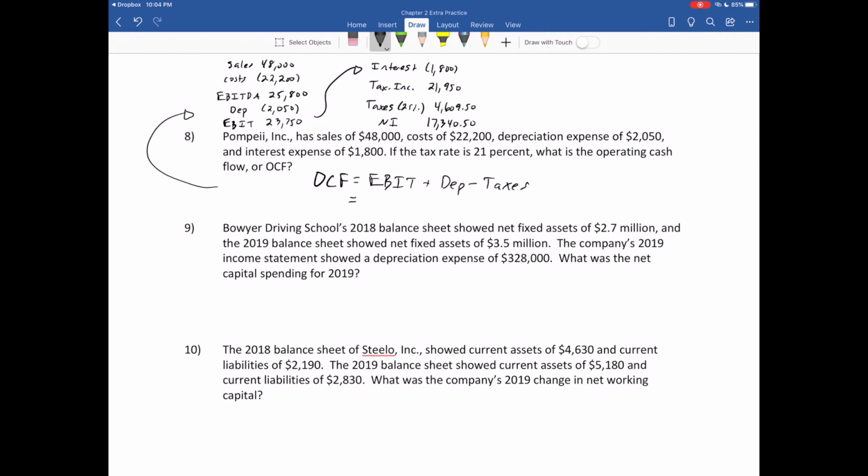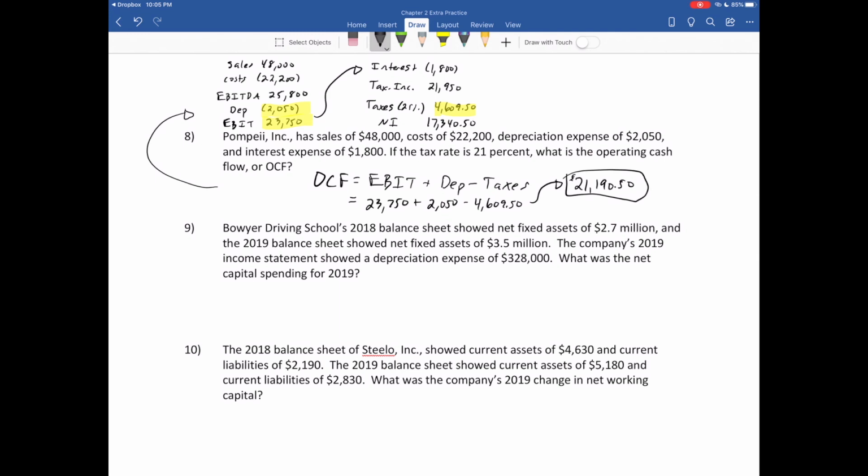So we go ahead and just find the different values that we're looking for. EBIT, which is $23,750. We add back in depreciation of $2,050, and then we subtract taxes of $4,609.50, and you end up getting an operating cash flow that is equal to $21,190.50.